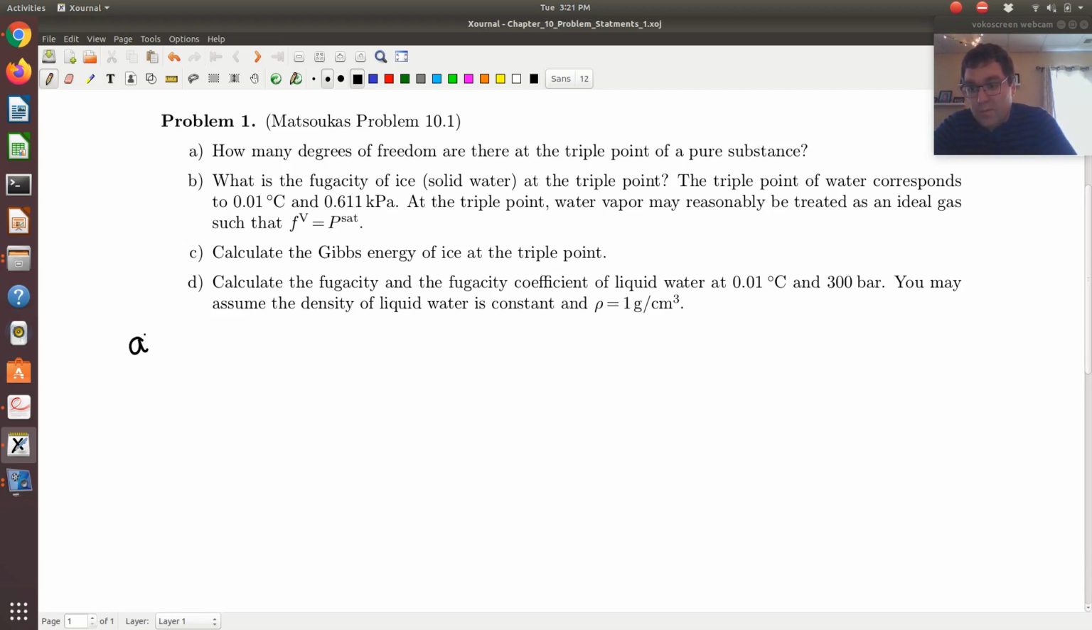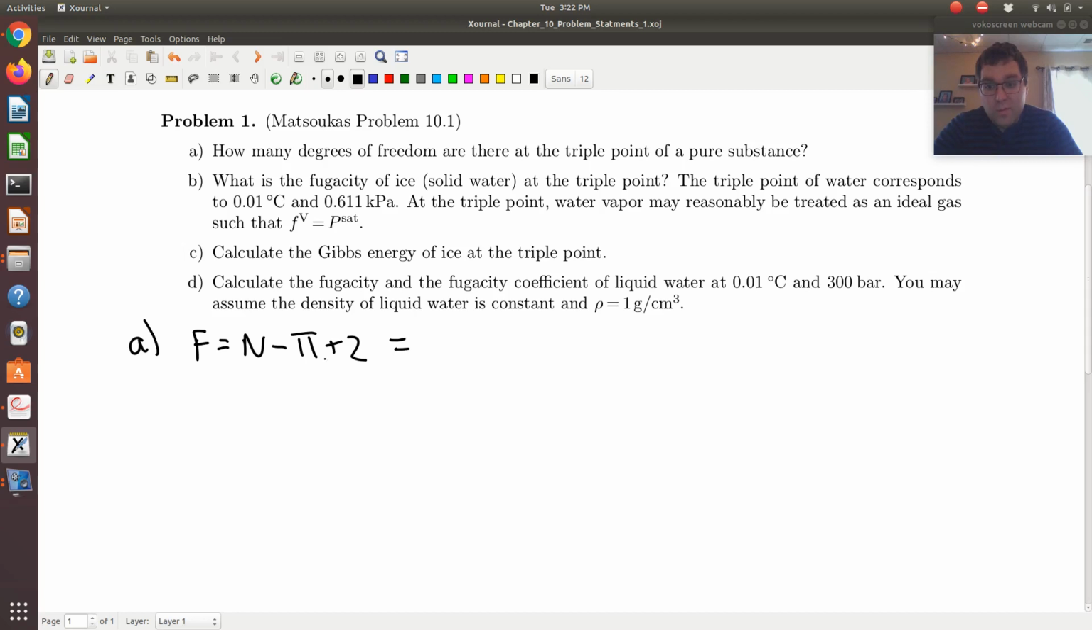So remember, the Gibbs phase rule is going to give us the number of degrees of freedom, or equivalently, the number of intensive variables that must be specified to fix unambiguously the thermodynamic state of my system. So how many degrees of freedom do I have? Well, F is equal to N minus pi plus 2, where N is the number of components in my system, pi is the number of phases in coexistence, and then 2 is 2.